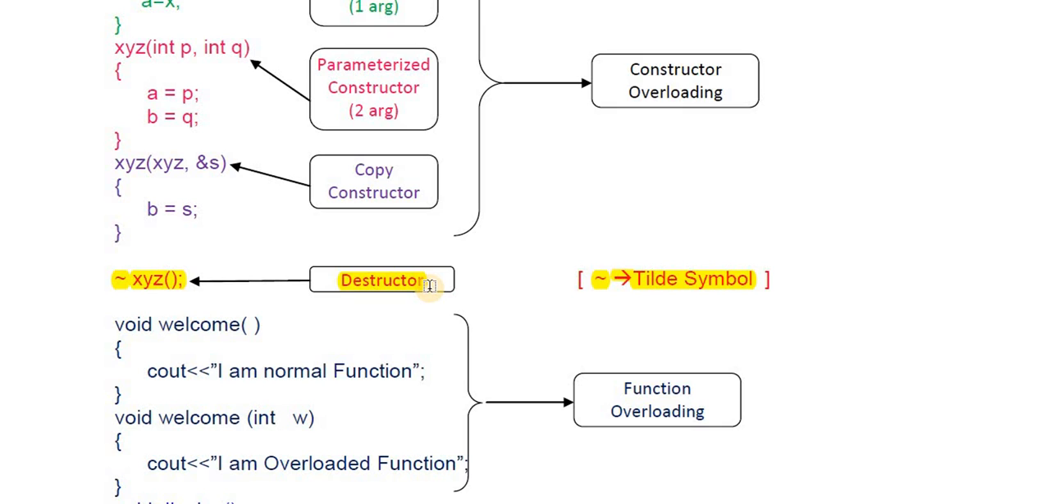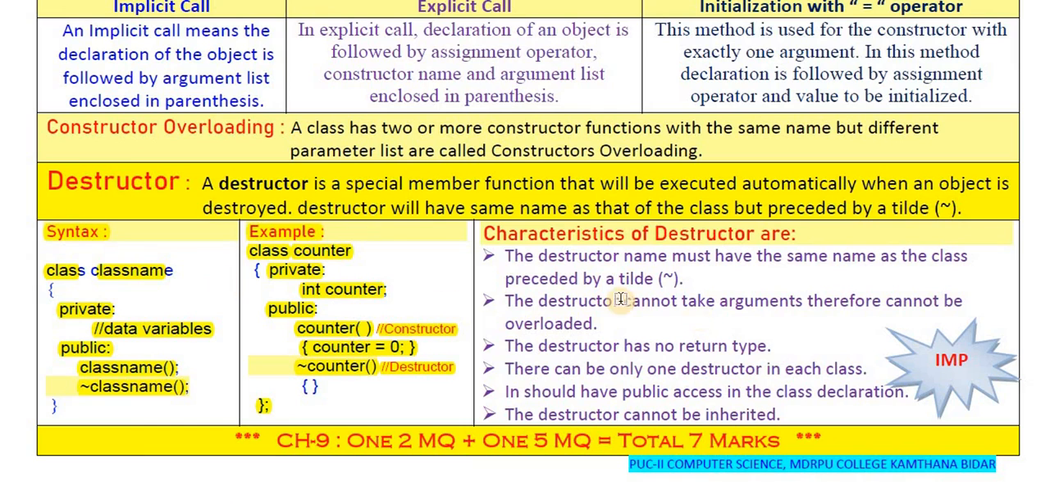So actually constructor and destructor are both the same, but the difference is that in a constructor just the function name is same as the class name, but in a destructor the function name is same as the class name and the function name starts with a tilde symbol. So in examination you will sometimes get a 1 mark question: which symbol is used for creating a destructor? The answer is the tilde symbol. So this is the destructor.